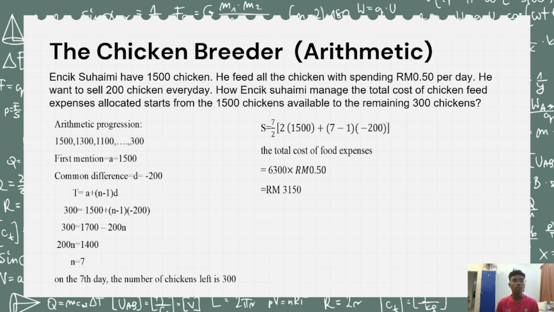And we calculate, we get on day 7 the number of chickens left is 300. So the total cost of food expenses that Encik Suhaimi has to buy is RM 3,115.